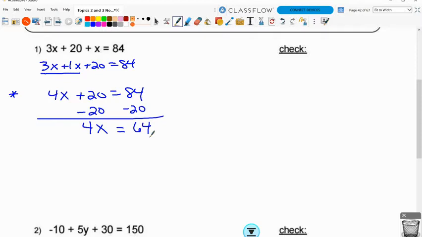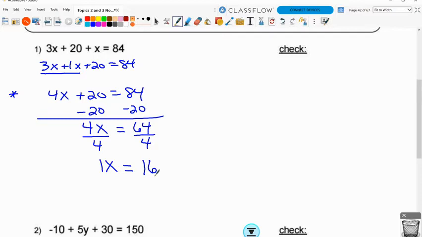Now we want to get the value of just one variable. Since 4x equals 64, to get the value of 1x, I'm going to have to divide 4x by 4. And if I do it to the left side, I'm going to have to divide the right side by 4 as well. Again, bring the equal sign straight down. 4x divided by 4 on the left leaves us with 1x. And on the right, 64 divided by 4 is equal to 16. And so we have found out the value of the variable, x equals 16.